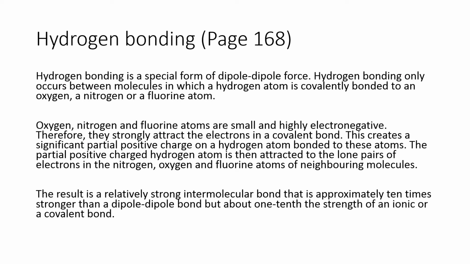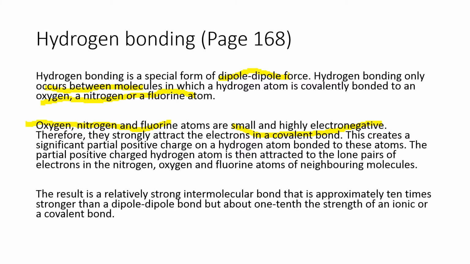So hydrogen bonding, it says here, hydrogen bonding is a special form of dipole-dipole force. Hydrogen bonding only occurs between molecules in which a hydrogen atom is covalently bonded to an oxygen, a nitrogen, or fluorine atom. Oxygen, nitrogen, or fluorine atoms are small and highly electronegative. It says, therefore, they strongly attract the electrons in a covalent bond. This creates a significant partial positive charge on the hydrogen atom bonded to this atom. The partial positive charge hydrogen atom is then attracted to the lone pairs of electrons in the nitrogen, oxygen, and fluorine atoms of neighboring molecules.